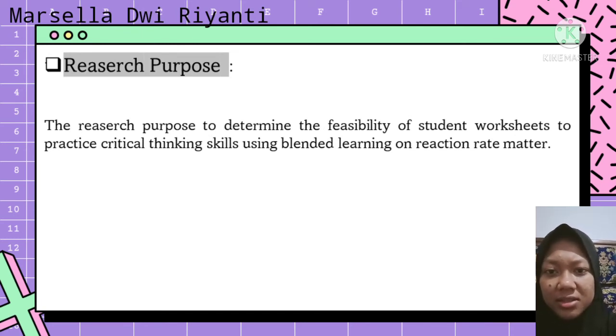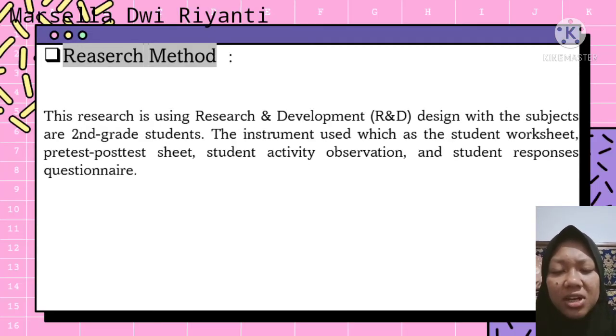The journal has a research purpose. The research purpose is to determine the feasibility of student worksheets to practice critical thinking skill using blended learning on reaction rate material. Research method: this research uses research and development, or R&D, with second grade students as the subjects. The instruments used were the student worksheet, pretest and post-test sheets, student activity observation, and a student response questionnaire.